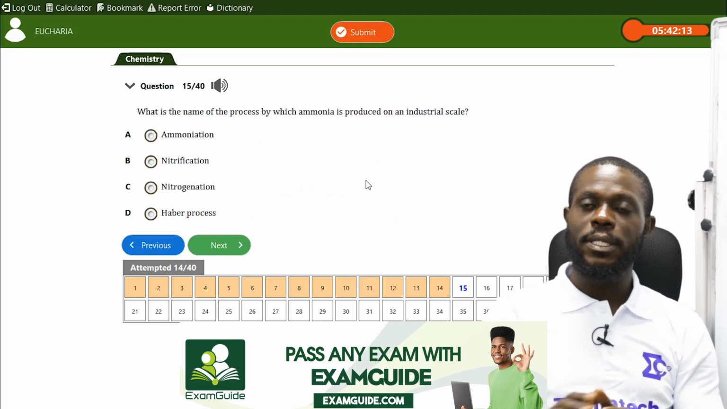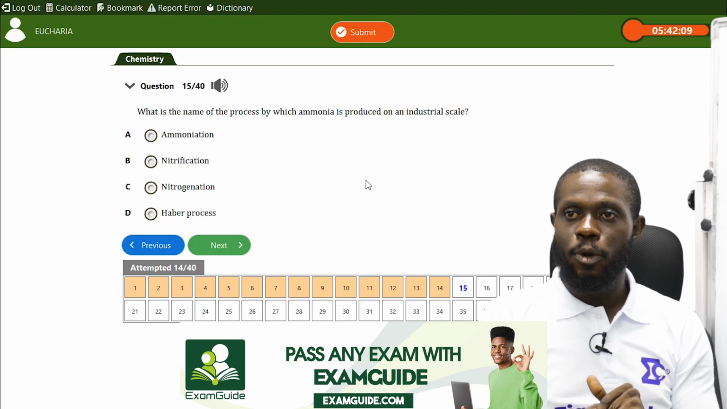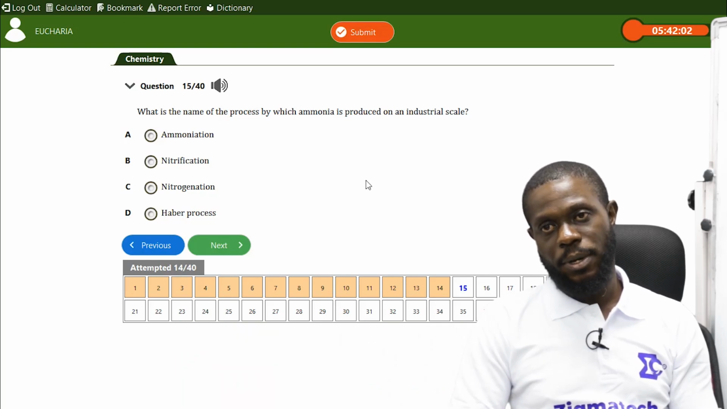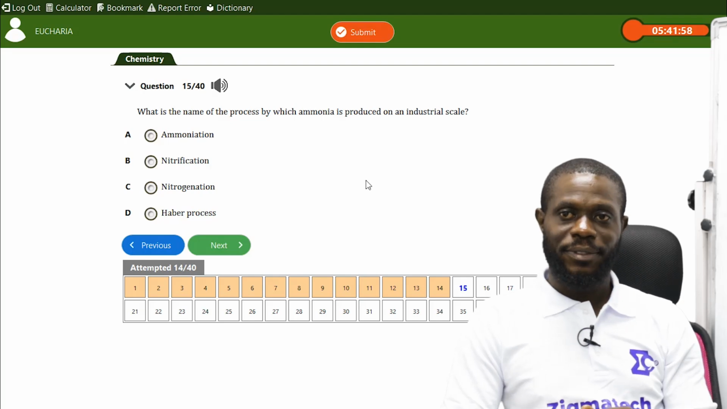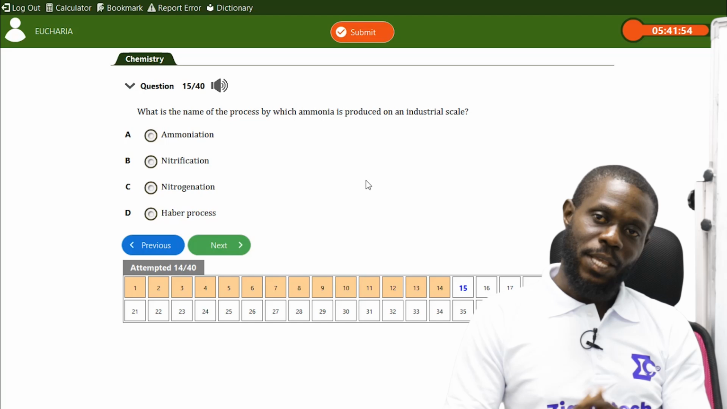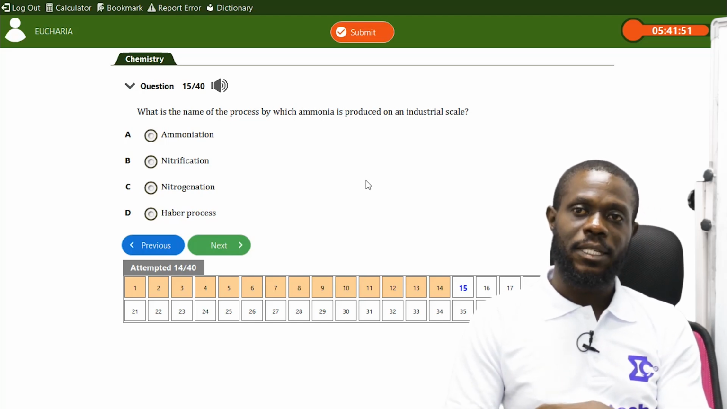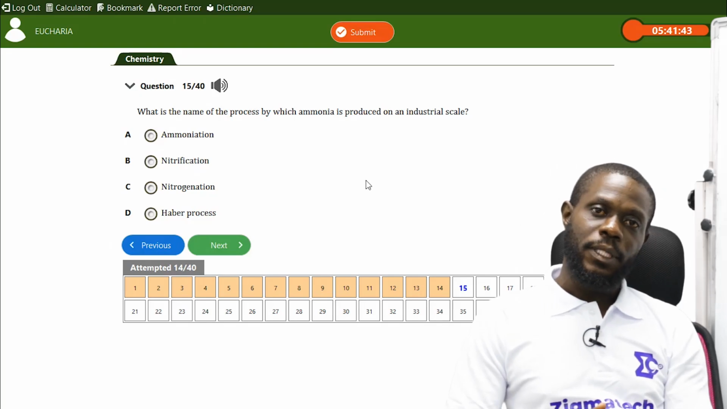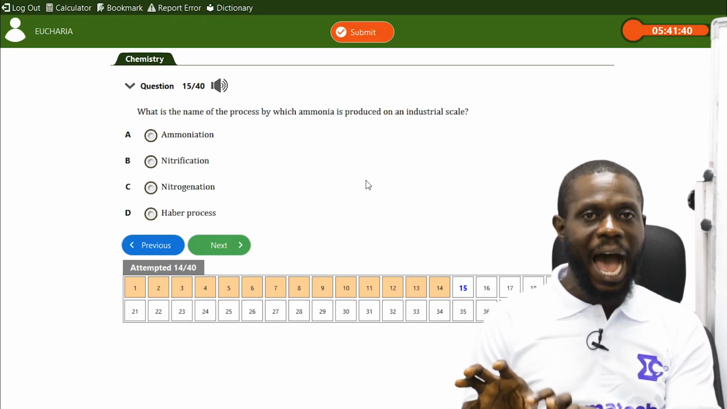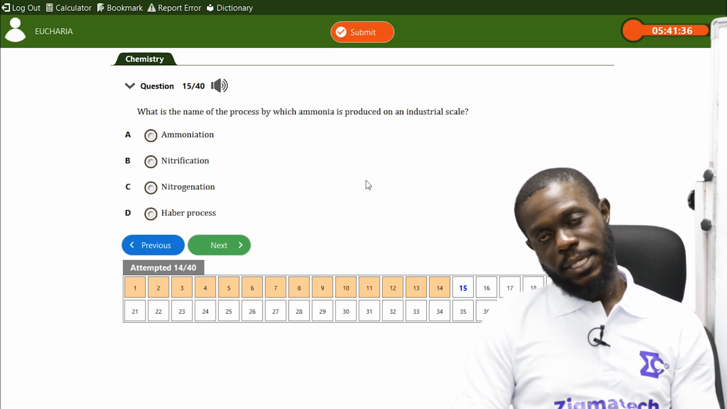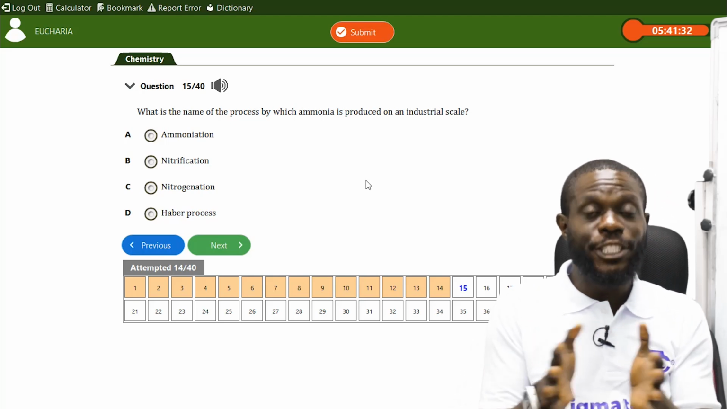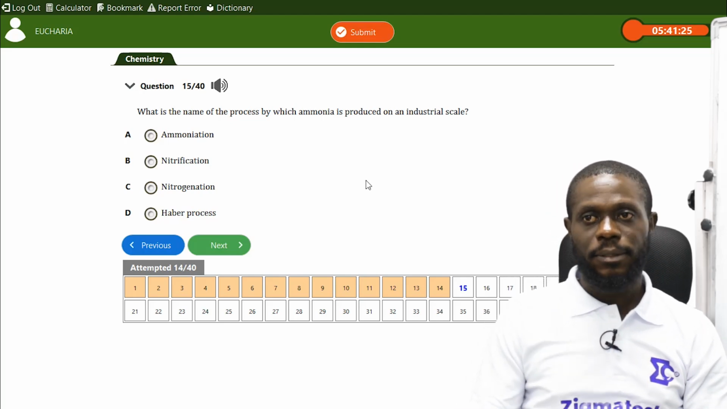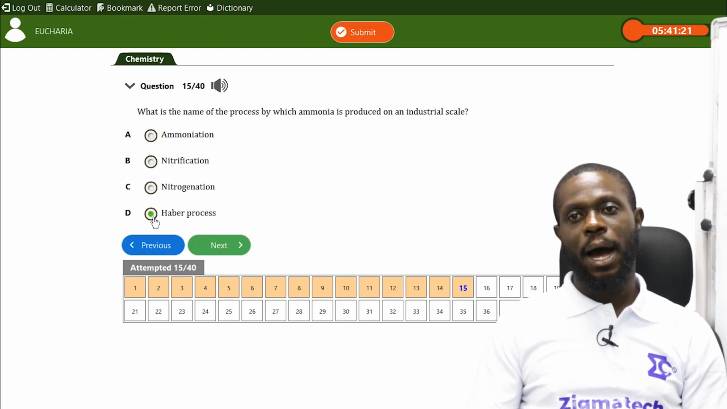The next one says 15. What is the name of the process by which ammonia is produced on an industrial scale? Ammoniation, nitrification, nitrogenation, and Jamb process. Nitrogenation is about nitrogen. Nitrification is about nitric acid. Ammoniation is the decomposition of ammonia. Now, Jamb process is the process that is used to form ammonia from nitrogen and hydrogen. It is used for the combination of nitrogen and hydrogen to form ammonia. So from the definition, you already know the answer is called a Jamb process.